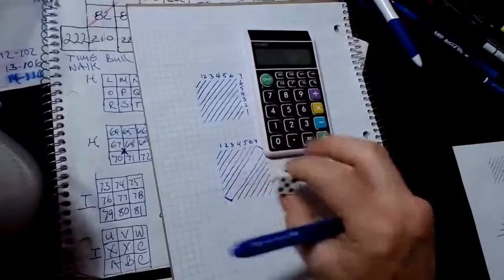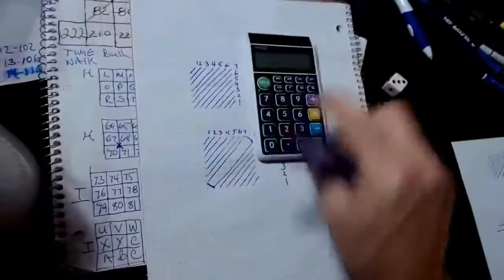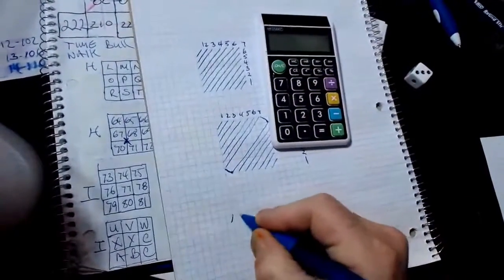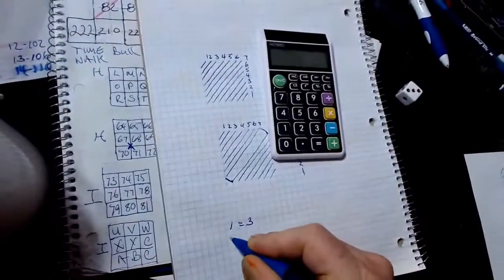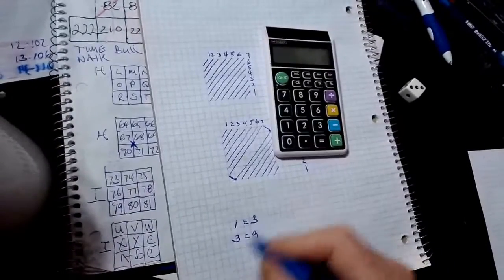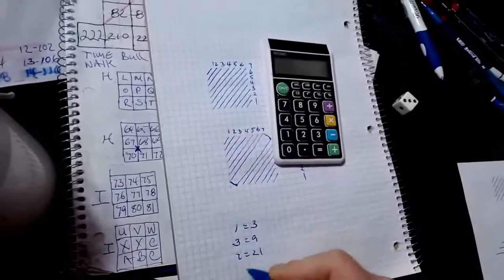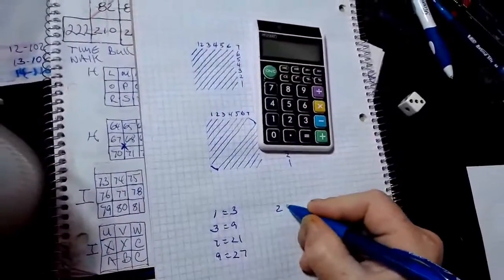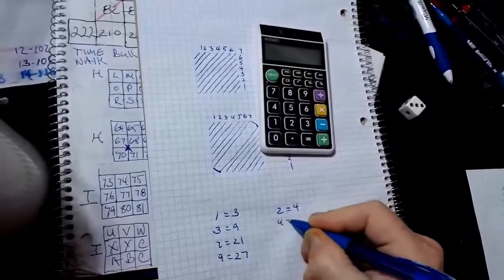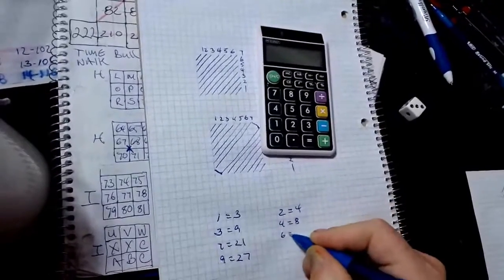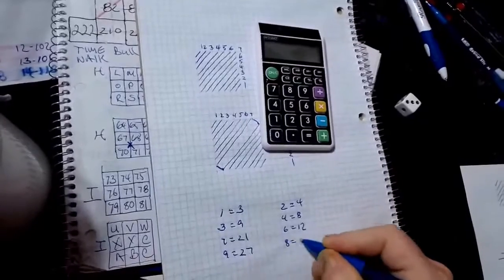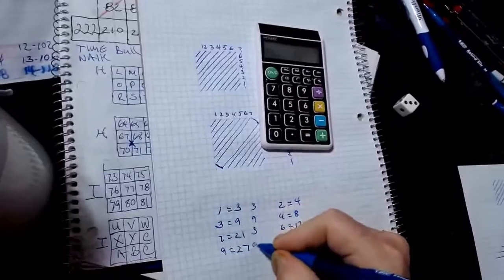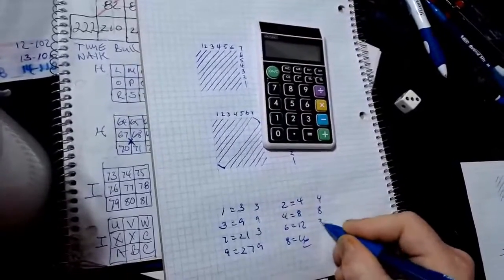There's other things about this, right? And we have to understand that each one of these corners is 3 times the value. 1 equals 3. 3 equals 9. 7 equals 21. And 9 equals 27. That 2 equals 4. And 4 equals 8. And 6 equals 12. And 8 equals 16. So we're going to go 3, 9, 3, 9, 4, 8, 3, 7.